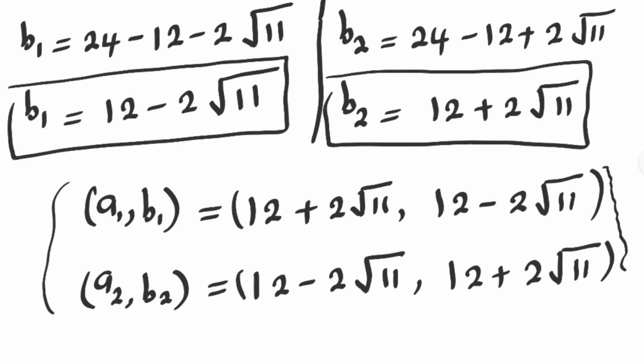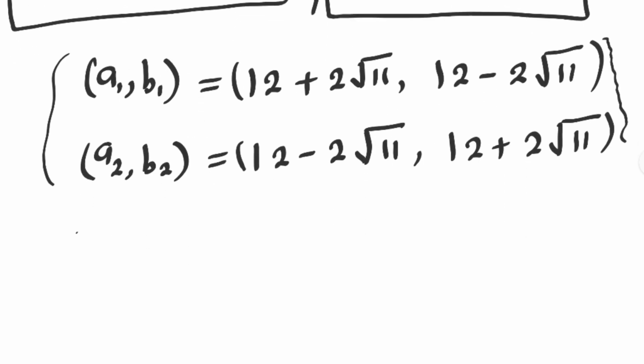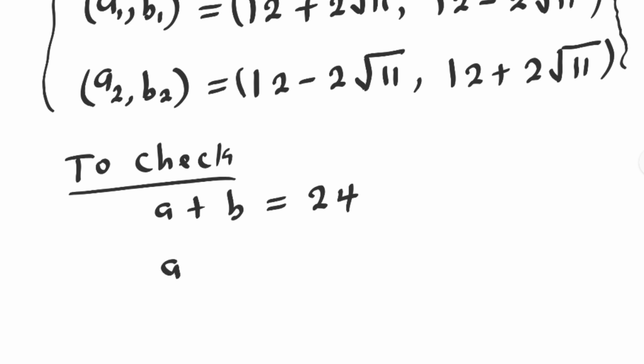We may check to confirm if this answer is right or wrong. You can see that the value of A1 here is equal to the value of B2 here, and the value of B1 here is equal to the value of A2 here. Let us check. To check, we have the given equation. A plus B is equal to 24. AB is equal to 100. Let us consider this.